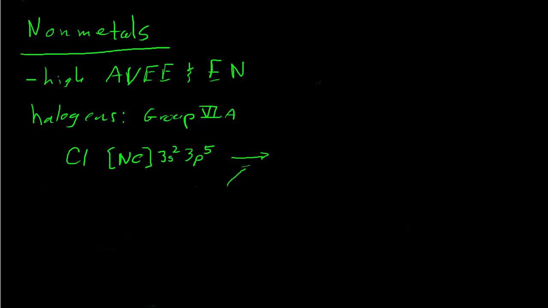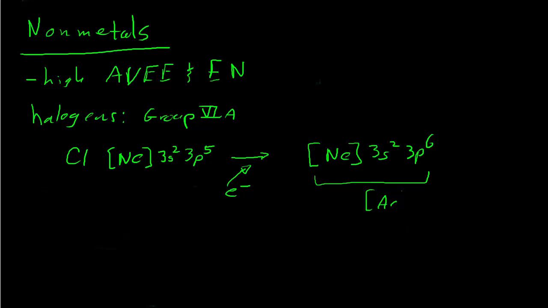If we were to add an extra electron into this, we would make an electron configuration that's neon 3s2 3p6. So we've now completely filled the 3p orbitals with 6 electrons, and we now have the same electron configuration as argon, a noble gas. That's a particularly stable arrangement, as we've seen with noble gases, because we've completed that shell. And so we will have made a Cl-, chloride.